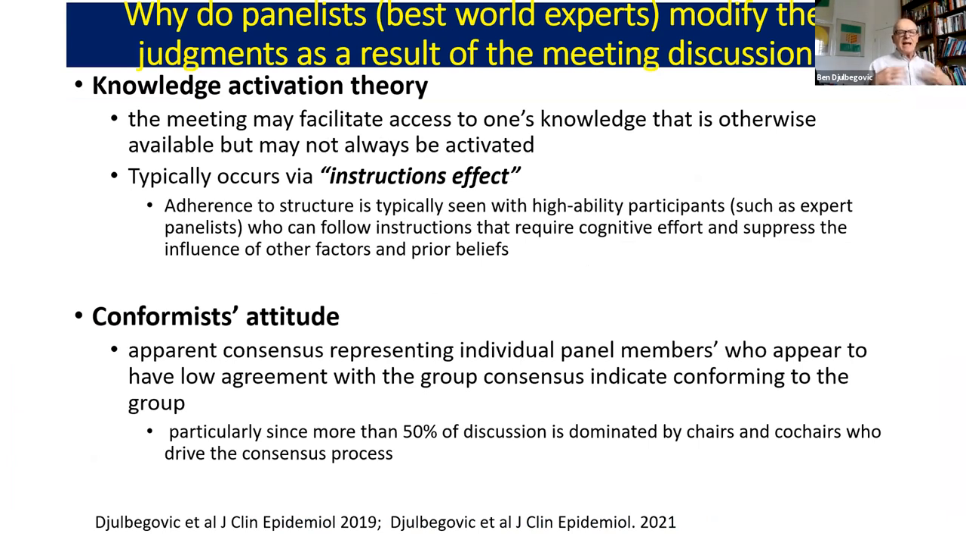And so when that's the case, you ask, why is that so? How does a meeting work? We came up with two alternative hypotheses or explanations. Why do the best world experts modify their judgment as a result of meeting discussion? One is what's known as a knowledge activation theory. You go to the meeting, you're maybe not the main presenter, and your knowledge is passively activated. You had a particular knowledge, but the meeting facilitated access to that knowledge that you always had, but wasn't really activated before the meeting.